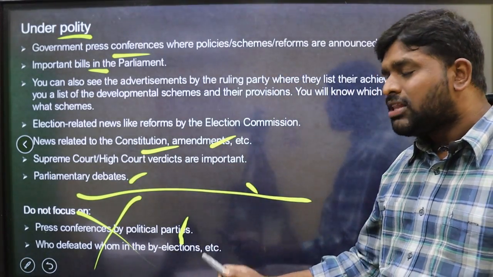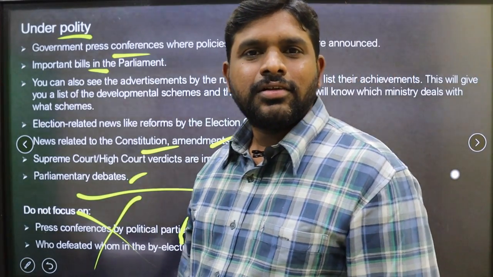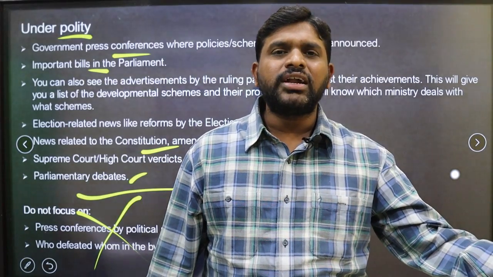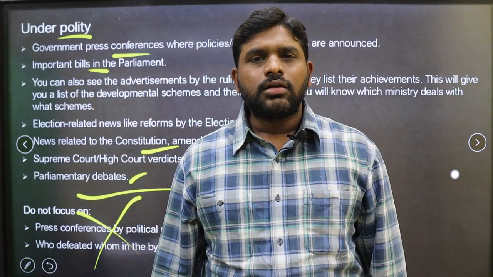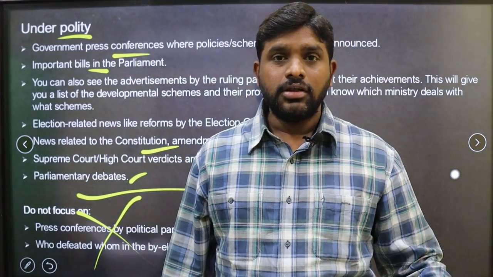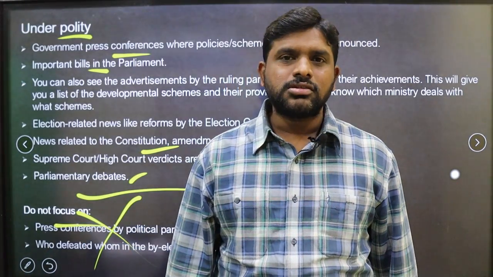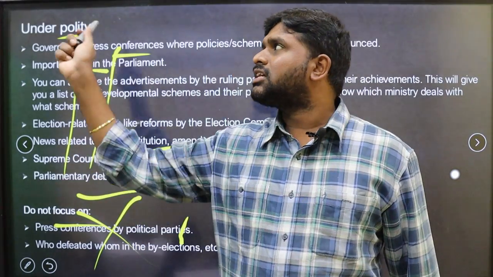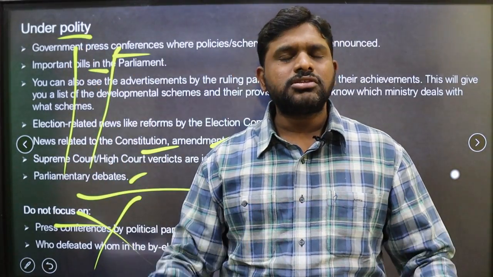Who defeated whom in the by-elections? Not required. Who is the winner? Who is the loser? When the elections are going to be conducted? How elections are happening? Not required. Never follow this. Only follow these aspects. If you cover these aspects from your newspaper, these are the polity topics which you covered. Finish. Yes.